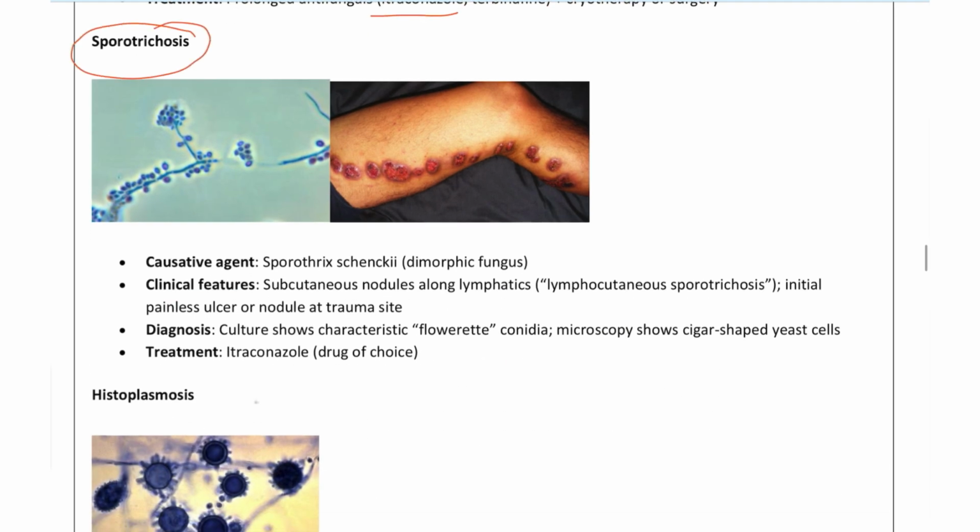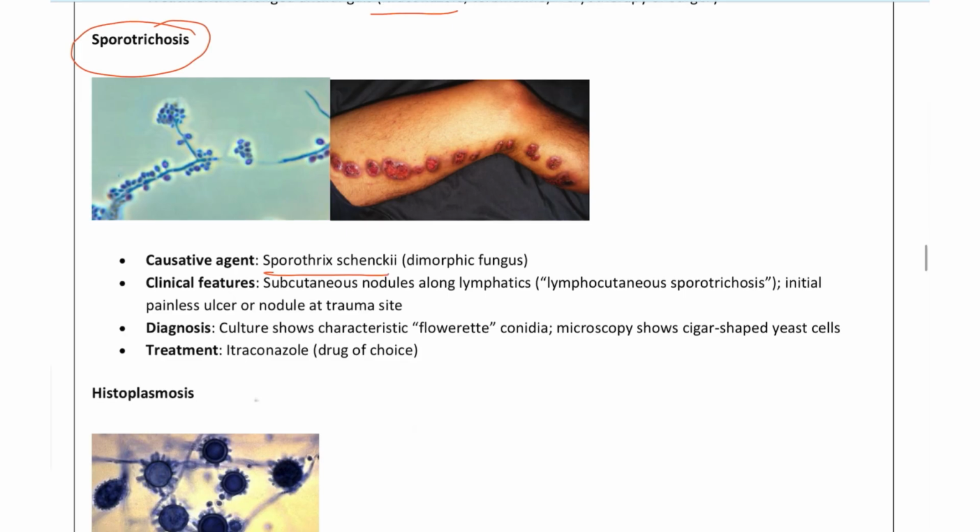Next is sporotrichosis, which is caused by Sporothrix schenckii, and this follows a lymphatic pattern. Okay, this is going to follow the lymphatic pattern where the lesions also turn out like that. And next, these patients usually have a history of being gardeners. Okay, gardeners, those who have a thorn injury that you are going to see.